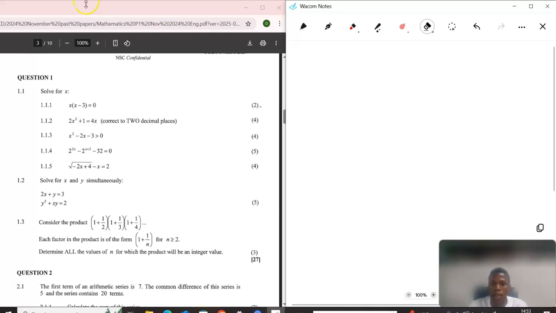Okay, let me pick something I'm going to use to write. 1.1.1. x minus 3 is equal to 0. So they already factorized it.